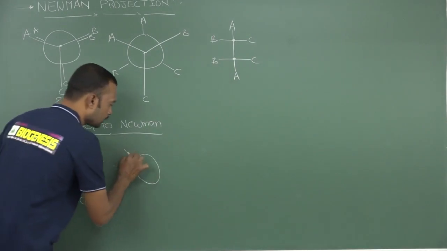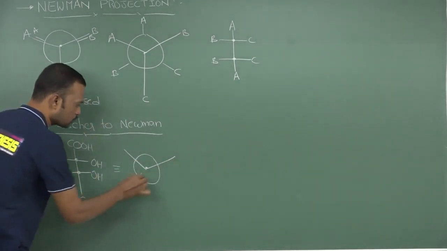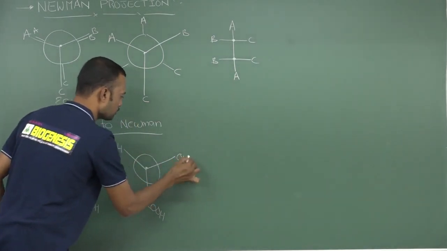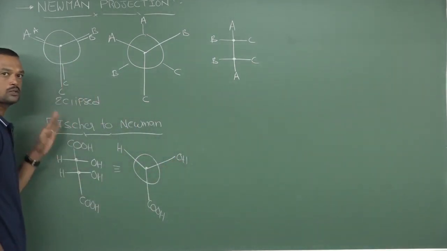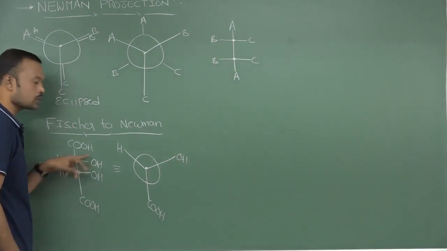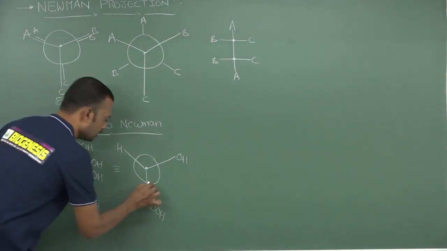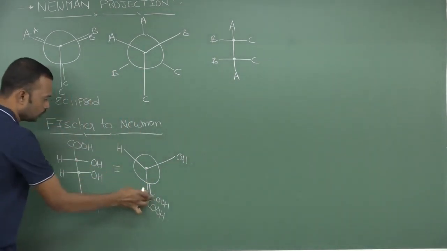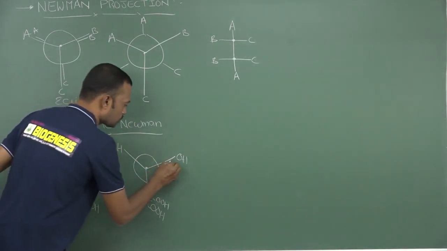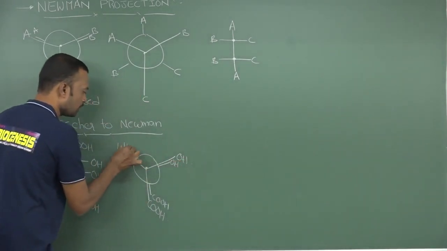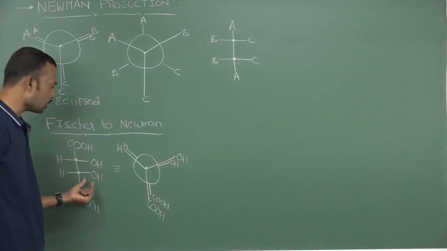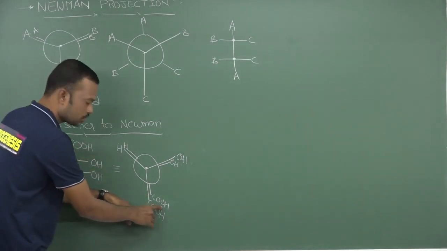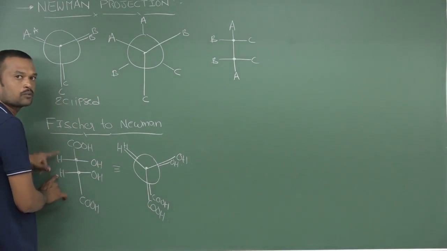First of all, you should write like this. On the front carbon, three substitutions are present: 1, 2, 3. You should write COOH, H, and this is OH, and this is the rear carbon. Always remember, every Fischer is a Newman eclipse. Here the carboxylic acid should be written exactly over here. Now this is the right side and this is the left side. All Fischers are Newman eclipse, so the dihedral angle between these two is 0 degrees, here also 0 and here also completely 0.